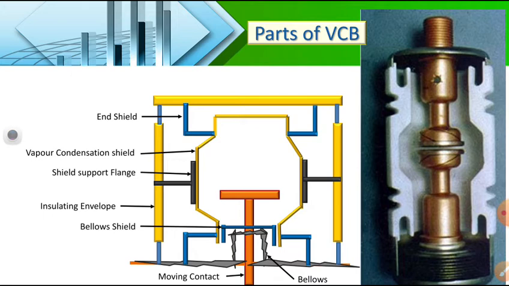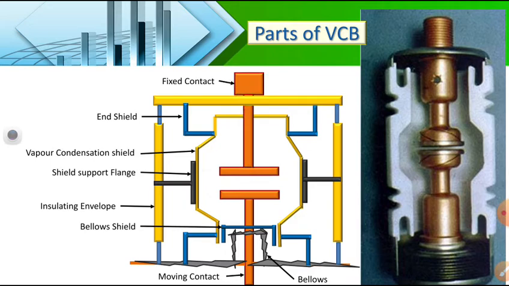And coming to the another one is the fixed contact. The fixed contact is fixed to the top, and the moving contact is moving up and down with the help of bellows and the shield. After that, we are going to create a vacuum inside, nearly 10 to the power of -5 to 10 to the power of -7 torr, the mmHg. So these are some parts of a real-time vacuum circuit breaker interrupter.